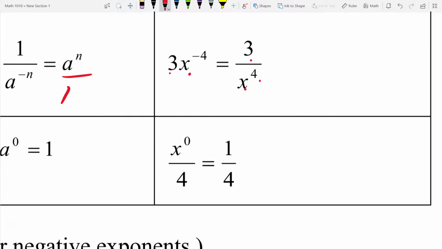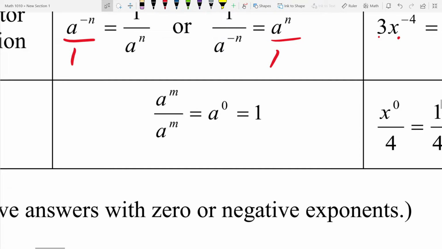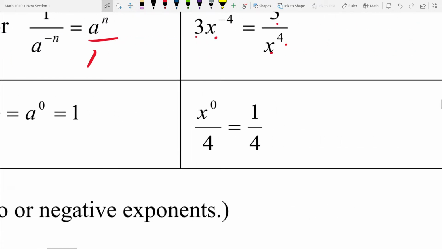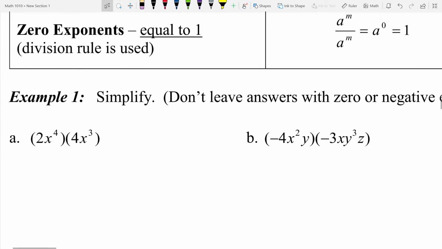Who's following me? Fine. And like, I totally remember all this stuff. Okay, great. And then anything to the 0 power is a 1. So if you come right here, x to the 0, you just replace it with a 1. Okay? Okay, now we're going to use those, and I'm going to go slowly, okay?